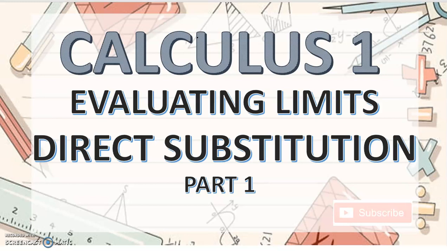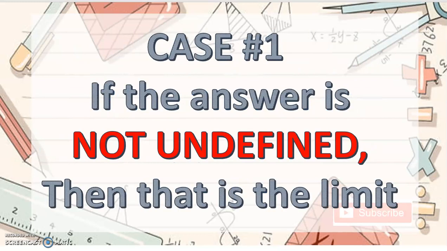Hi students, for today's topic, I will teach you how to evaluate limits using direct substitution. For this part, we will focus on case number 1. If the answer is not undefined, then that is the limit. Meaning if you don't have your final answer as 0 over 0 or any number over 0, then your answer is already the limit. Let's have your first example.